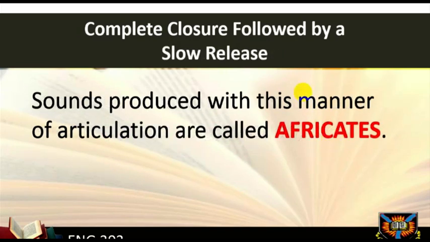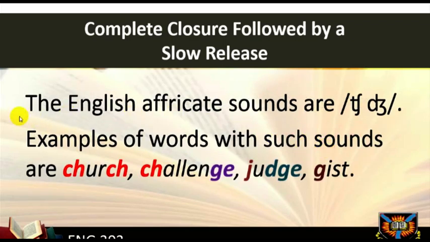Complete closure followed by a slow release. Sounds produced with this manner of articulation are called affricates. In the production of affricates, there is a complete closure of the organs of speech at a point. Then the closure is gradually and slowly released. The English affricate sounds are ch, j. Examples of words with such sounds are church, challenge, judge, gist.